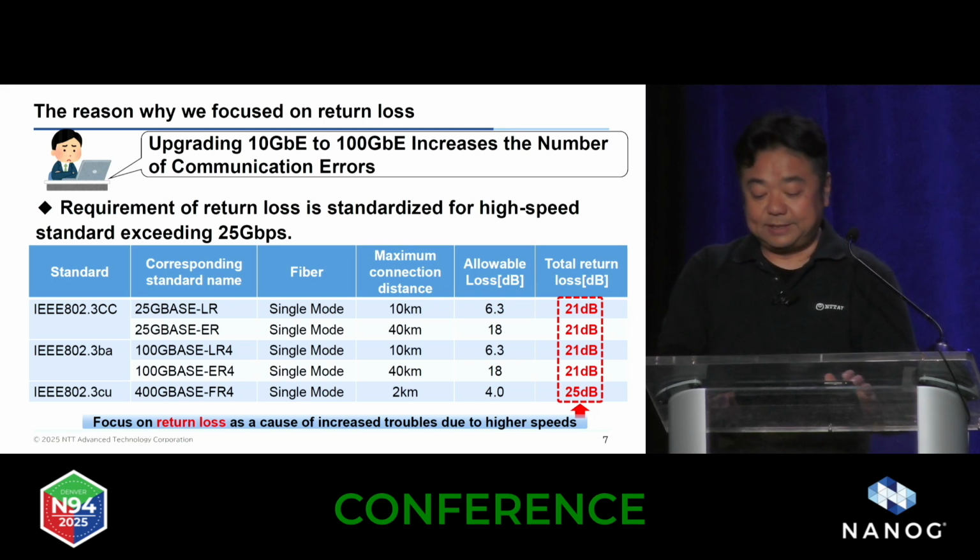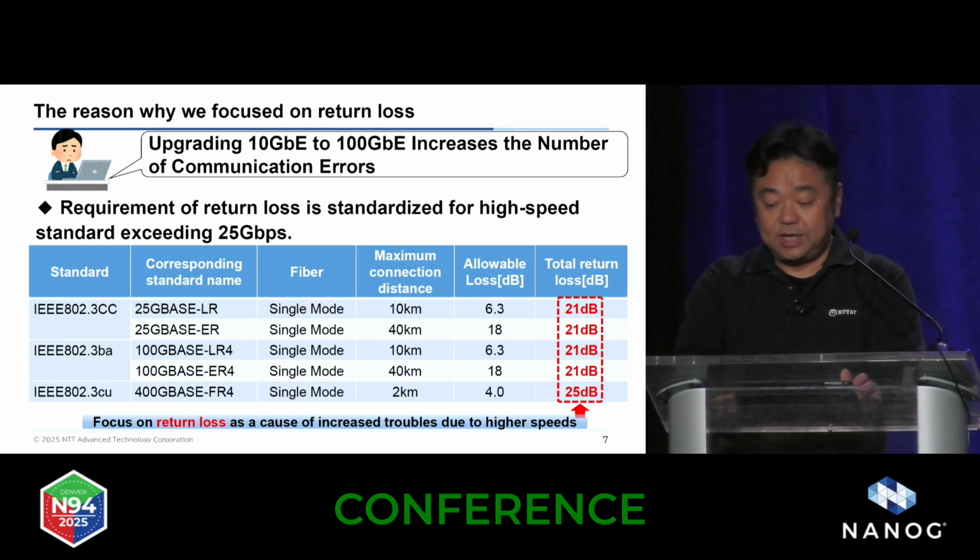Recently, we have been receiving more and more inquiries about unknown communication errors from our customers. We often hear that communication errors occurred after replacing a lower transmission rate with a higher one, such as 100G. We guess the cause of the error could be the return loss of the optical fiber transmission line, because return loss is specified in the IEEE standard for speeds above 25G.